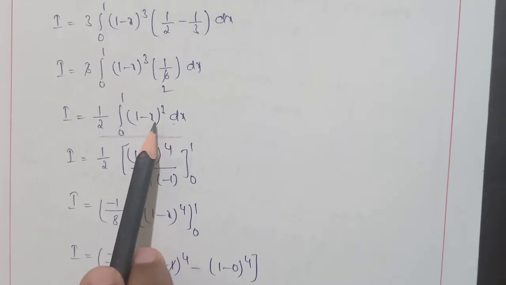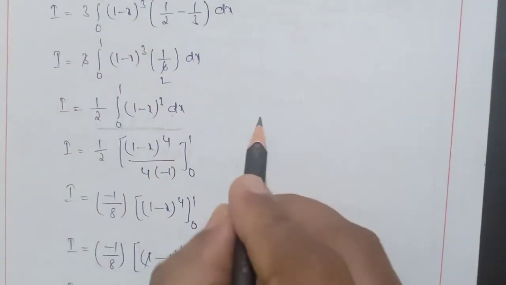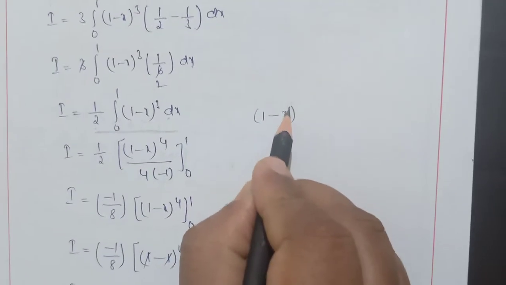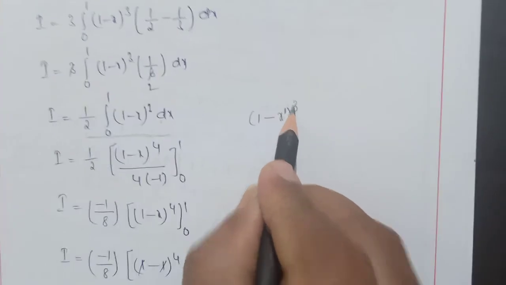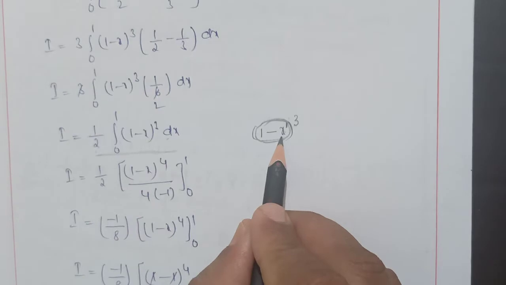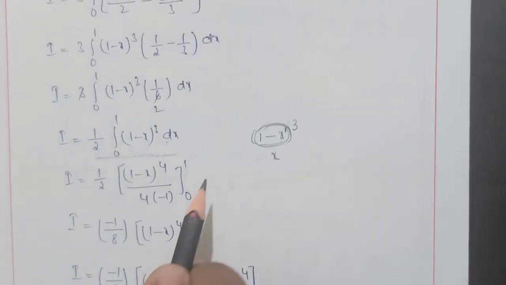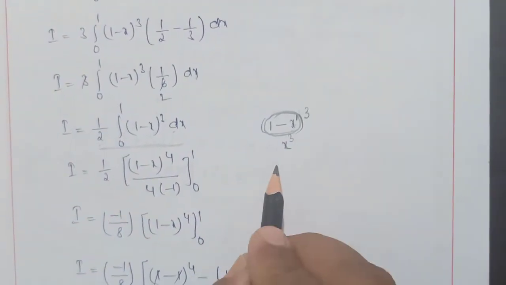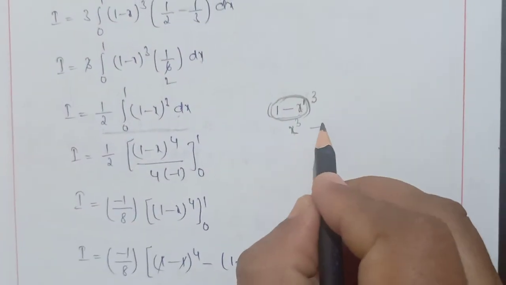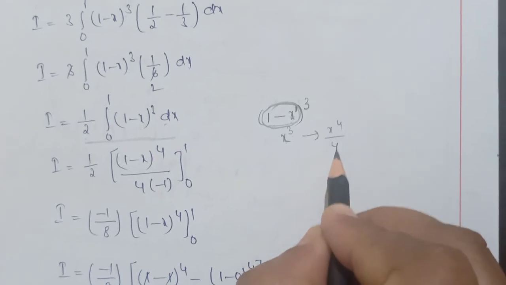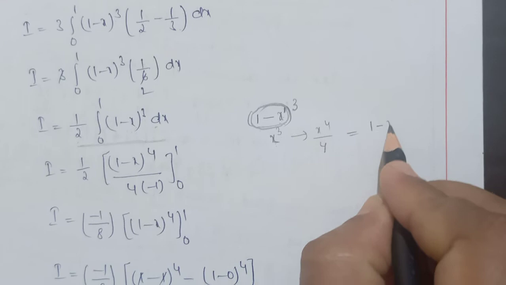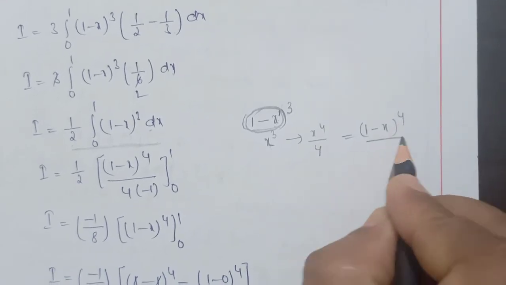Otherwise, there is a small technique to integrate this one. Here you are having 1 minus x, where the x power degree is 1, and you are having the whole cube. So you assume this total value, 1 minus x, as x. It will be in the form of x cube. Now you are integrating with respect to x cube. The integration of x cube is x power 4 by 4. But in place of x you are having 1 minus x, so you will write (1 minus x) whole power 4 by 4.